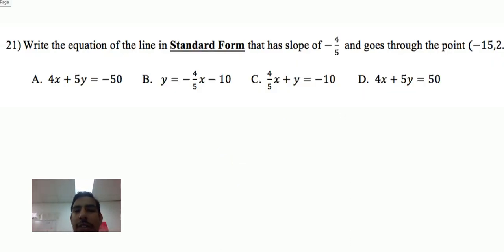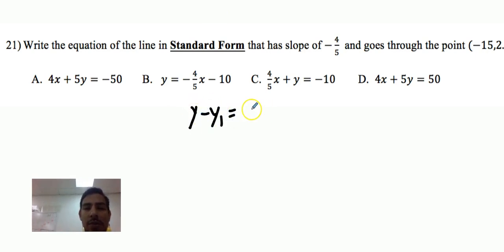Write the equation of the line in standard form that has a slope of negative 4/5 and goes to the point negative 15, 2. Okay, there's a lot of ways you can go about this problem. The way I'm going to do this, though, is I'm going to get this into point slope form, because that's easiest for me. So I'm going to do y minus y1 equals m parentheses x minus x1.